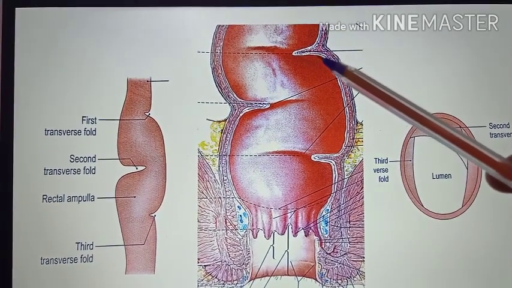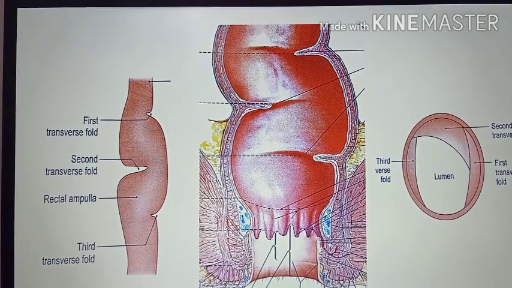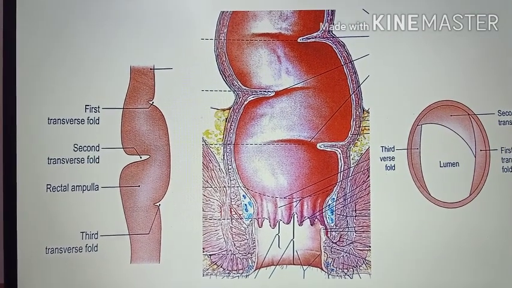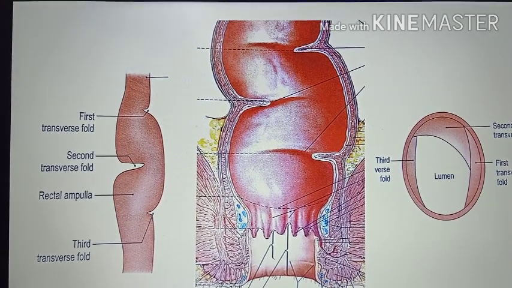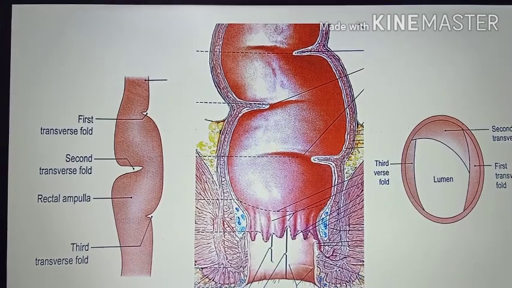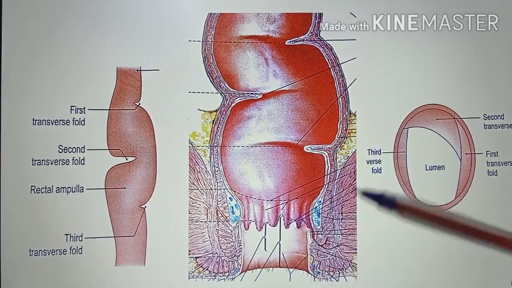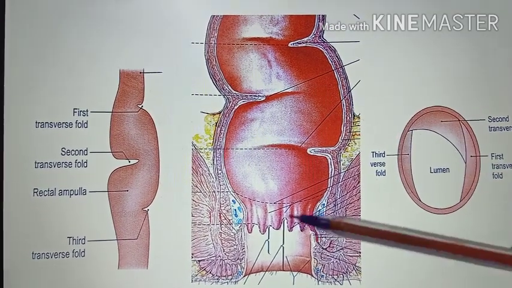It projects from the right or from the left wall. It is situated opposite to the S3 vertebra and lies about 12 to 14 centimeters above the anus.